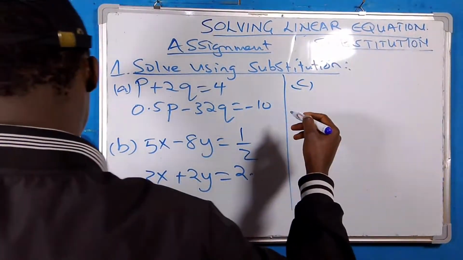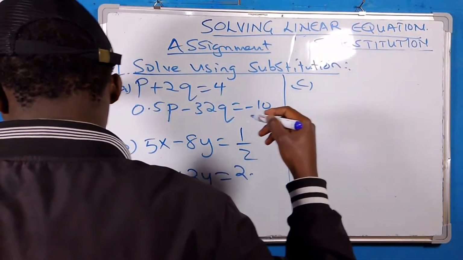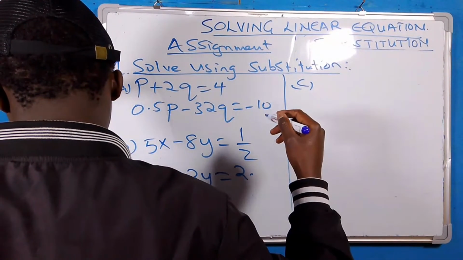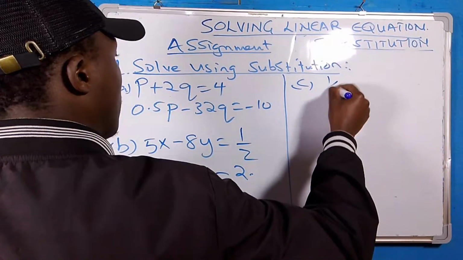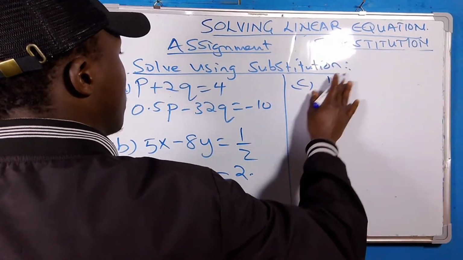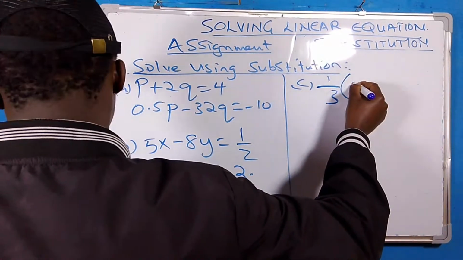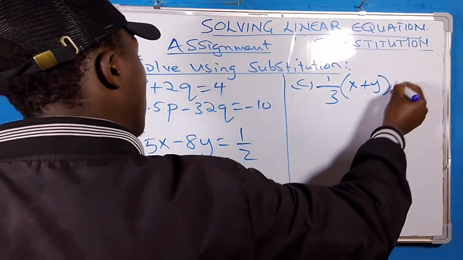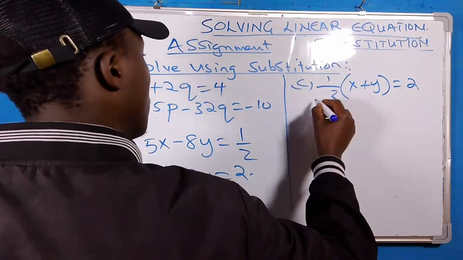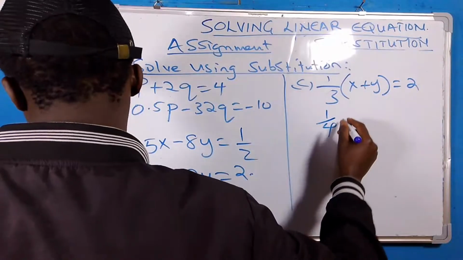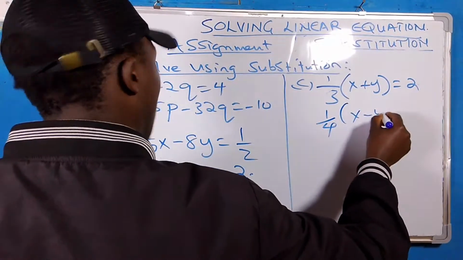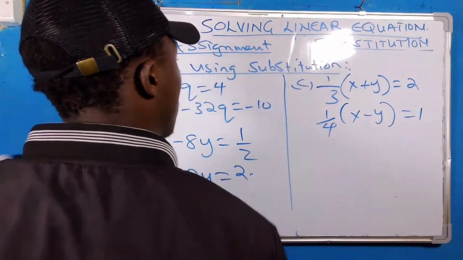Then question C, we have a third into bracket x plus y is equal to 2, and a quarter into bracket x minus y is equal to 1.